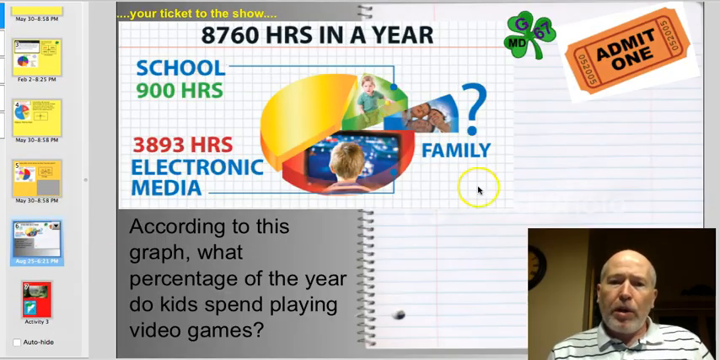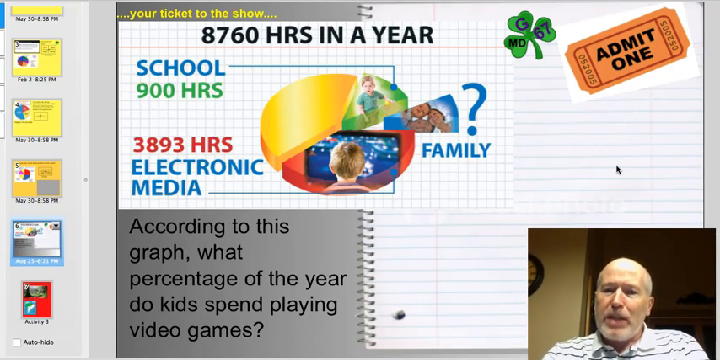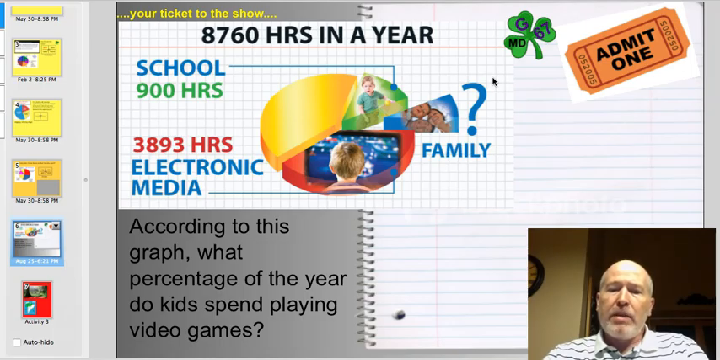All right, I got one more here. According to this graph, your ticket to the show. According to this graph, what percentage of the year do kids spend playing video games? I thought this was interesting. I have no idea if it's correct. I doubt it. It seems a little excessive, but it was kind of a fun picture. So we've got 8,760 hours in a year. School is at 900. We've got 3,893 hours in media or electronics. And there's a couple of pieces missing here too. But go ahead and see if you can determine that for me. What percentage of the year do kids spend playing video games?